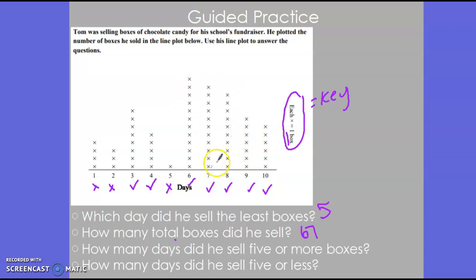So now we can just go back and count how many days did he sell 5 or more boxes. There was 1, 2, 3, 4, 5, 6, 7 days.